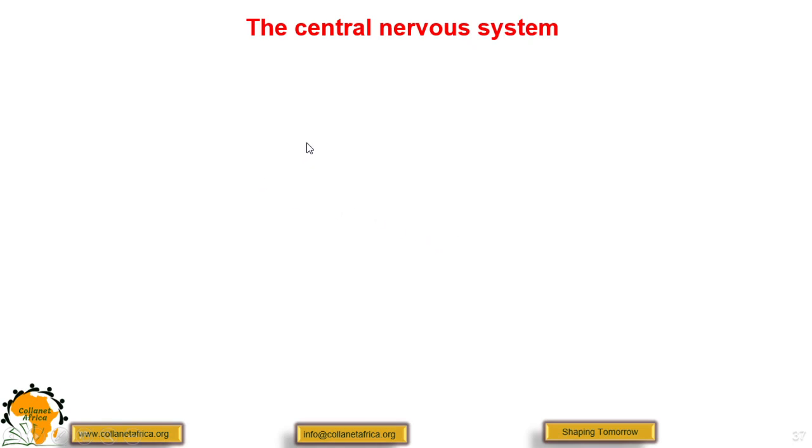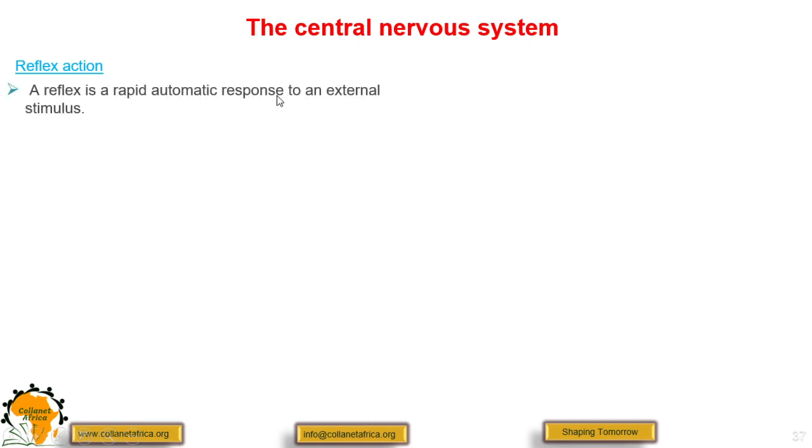Welcome on board, students. In this lesson we are discussing reflex action. A reflex is a rapid automatic response to an external stimulus, and examples of external stimuli include pain, heat, cold, temperature, humidity, etc. So we have two types of reflex: simple and conditioned.